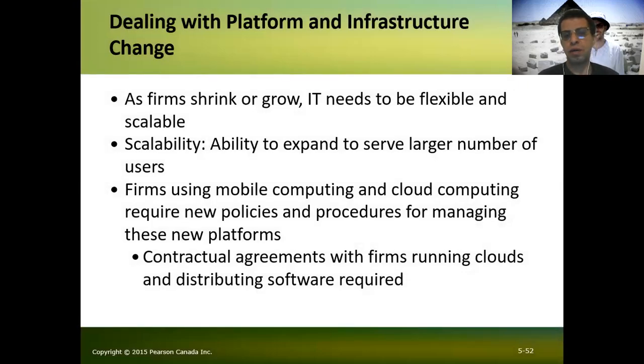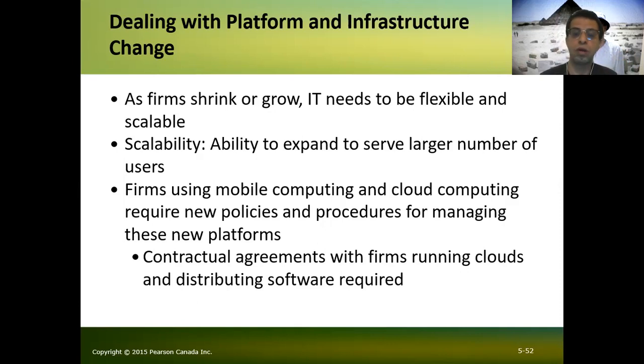So in dealing with the platform and infrastructure changes, as a firm shrinks or grows, the IT needs to be flexible and scalable. One of the things we faced during Corona is that lots of companies were flexible, but not that flexible. So they had to go through upgrading and benchmarking to see whether their applications could manage that many users. And then scalability is the ability to expand to serve a larger number, more people, more users.